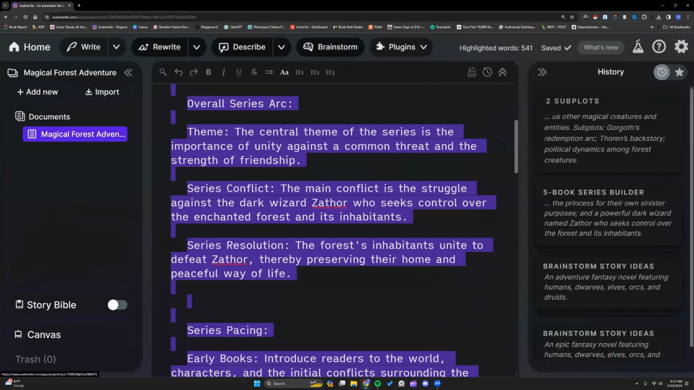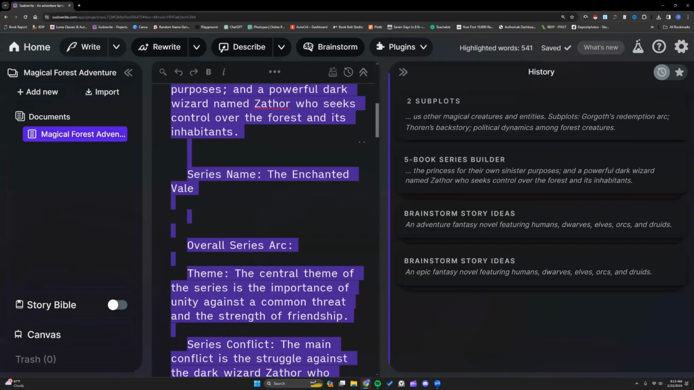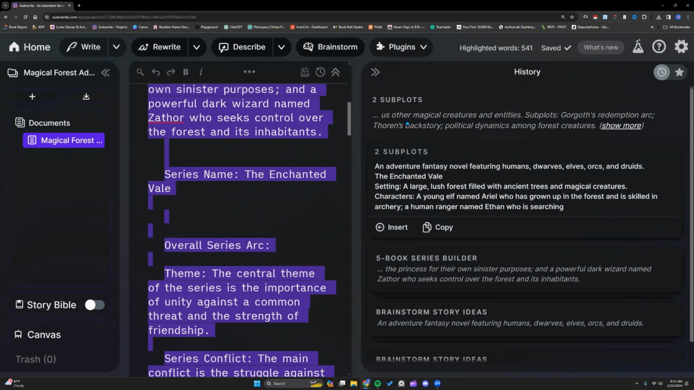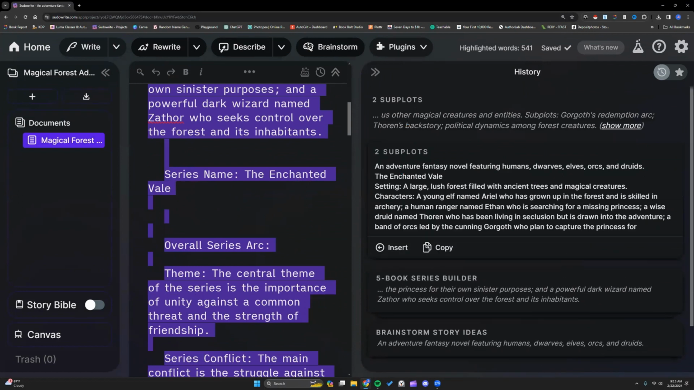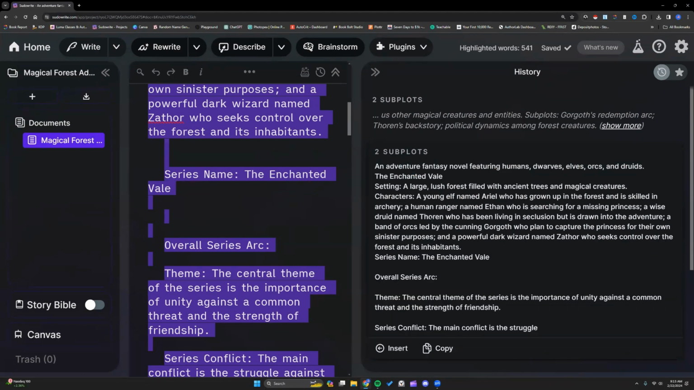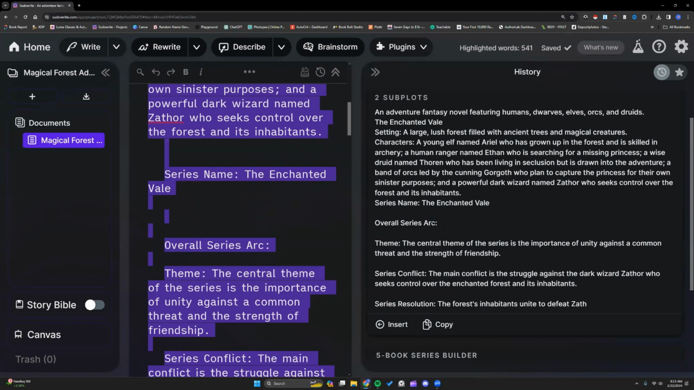It does do better reading an outline, I will tell you that. That's how I designed it. You have your outline fleshed out and you just need to add some subplots into it. That's why I created this plugin. I don't know how well it's going to do here.